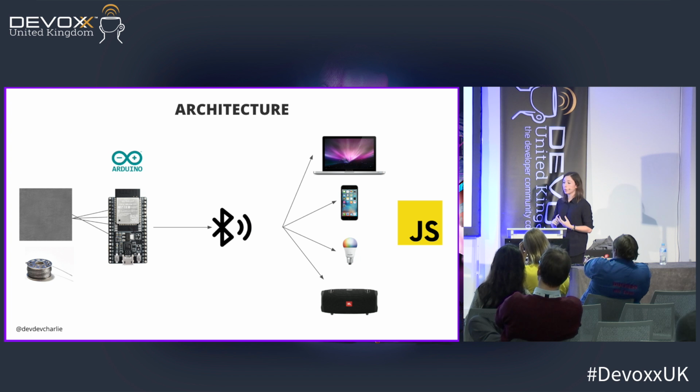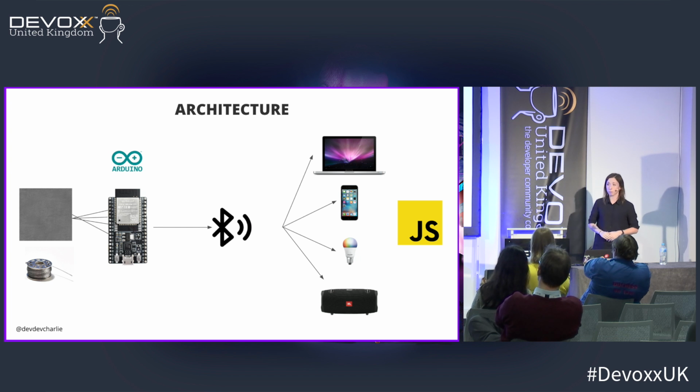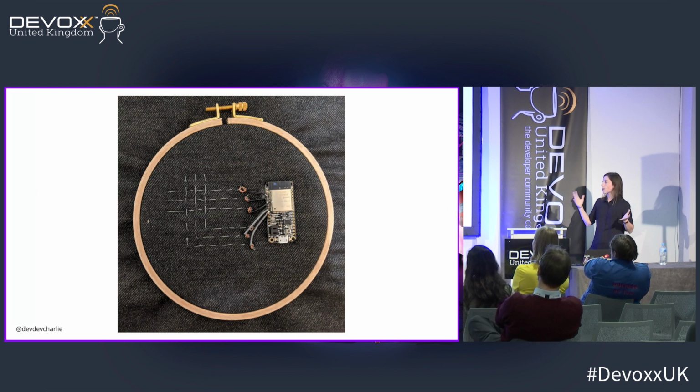It can be a computer, a phone, a light bulb, a speaker, or whatever. And all of this can be done in JavaScript because of the Web Bluetooth API. So you can connect directly to the browser, no need for a Node.js server anymore. And I'll show that a bit later. So in the end, it looks like this.